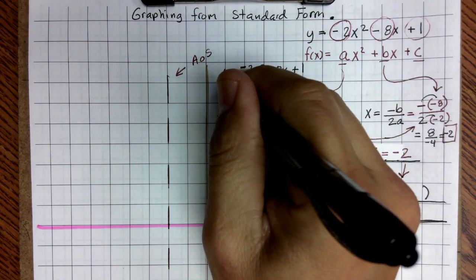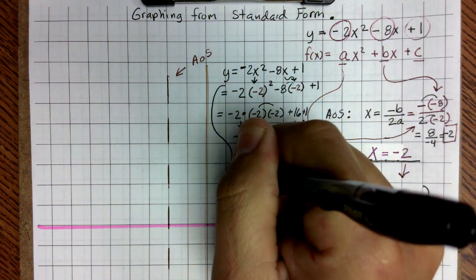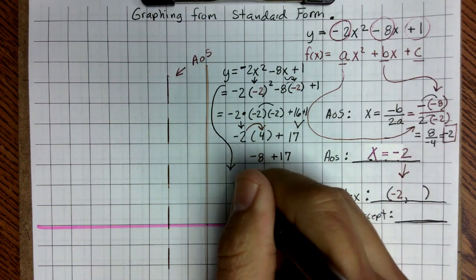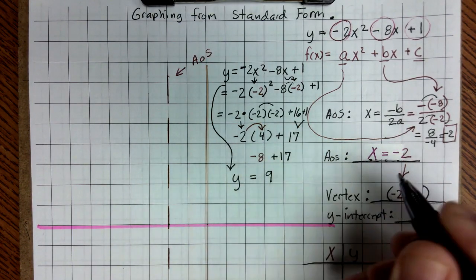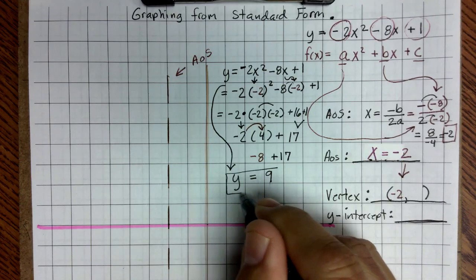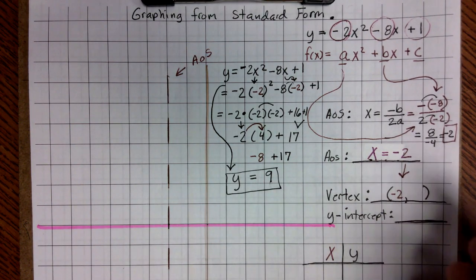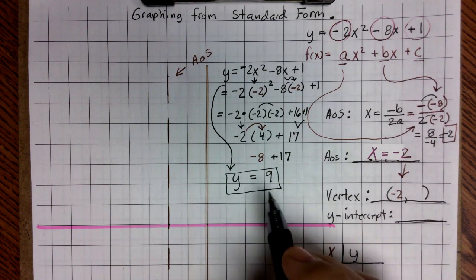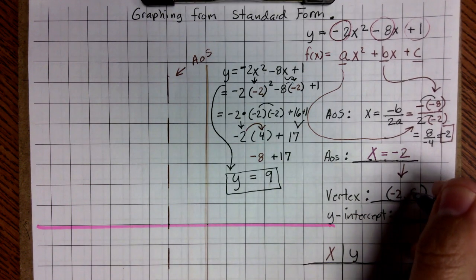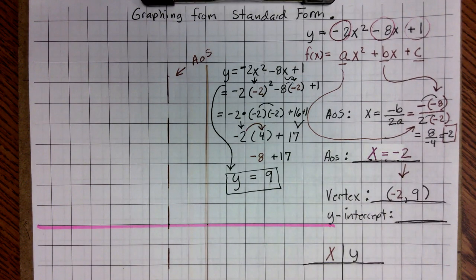So now I'm going to bring down my y. I wasn't writing it over and over again, but we knew it was there. And so I end up with y is equal to 9. So that is going to be the value of my vertex. So when x is negative 2, the y value is 9. I'm going to go ahead and write that right there.